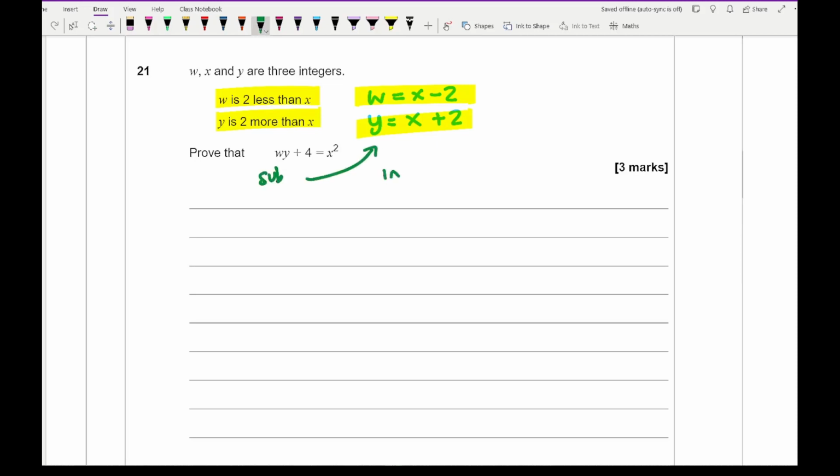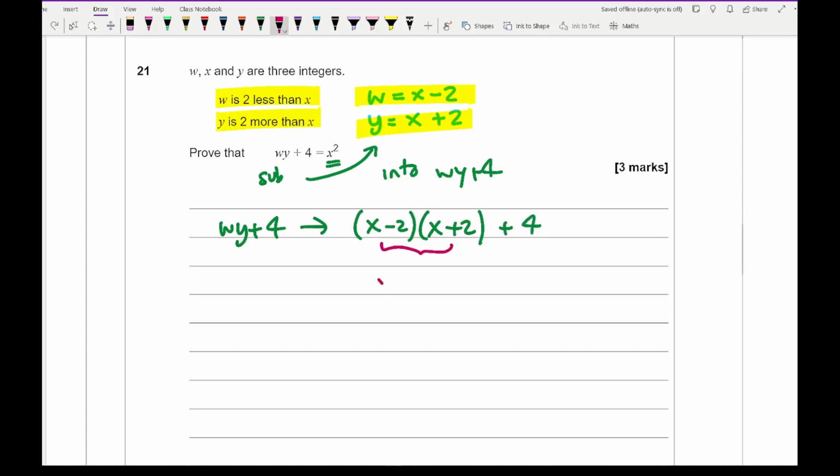If I substitute these into wy plus 4, we want to show that it simplifies to give you x squared. So wy plus 4 is going to equal x minus 2, x plus 2, plus 4. Now you may be able to spot that by expanding this out, this is a difference of 2 squares, so that simplifies to x squared minus 4 plus 4, which equals x squared. So therefore wy plus 4 equals x squared.